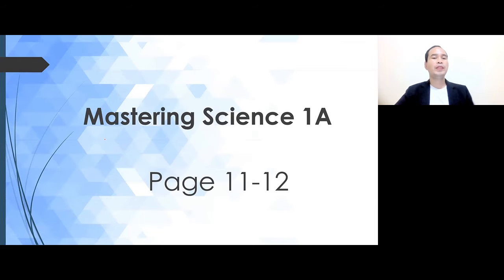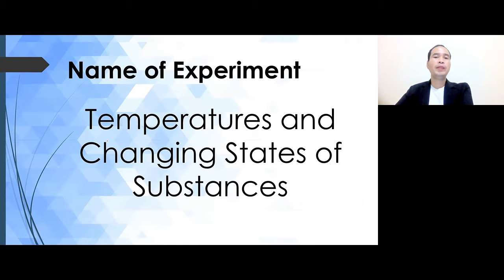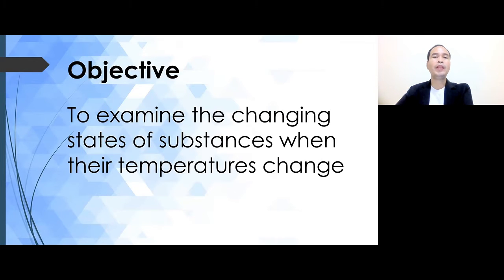Okay, before we start with the experiments, I want you to prepare your Master in Science 1A and open to page 11 first. When you open your book, you can see there the name of the experiment, and that is temperatures and changing states of substances. So let's read first our objective. Our objective is to examine the changing states of substances when their temperatures change. Another word for objective is goal, or simply your target.